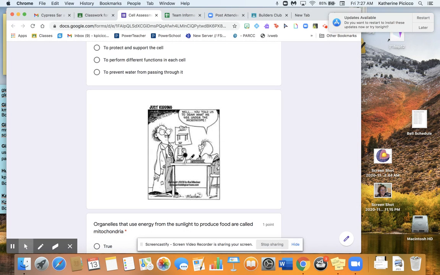Okay, next one's just a cartoon. He says, what did you draw on the microscope? And she drew exactly what was under the microscope, the table.